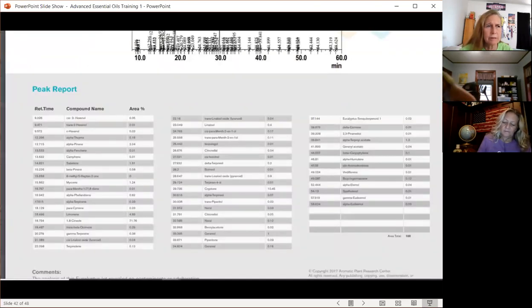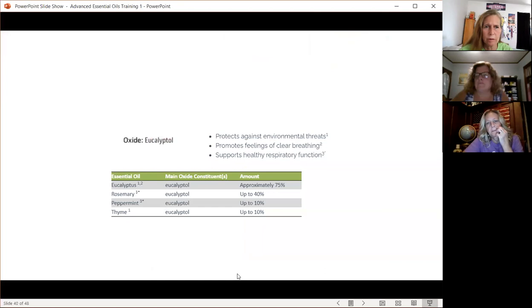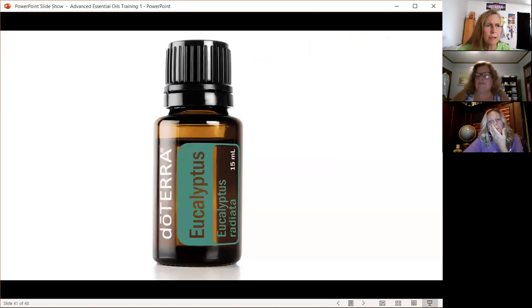Now, I don't know why we went over this before. We talked about eucalyptus. I'm not sure. I think my slides are a little bit messed up, so we're going to ignore that. Sorry about that. That's okay. So we're going to talk a little bit about synergy.